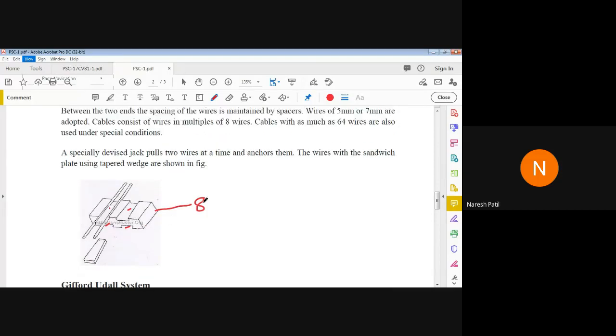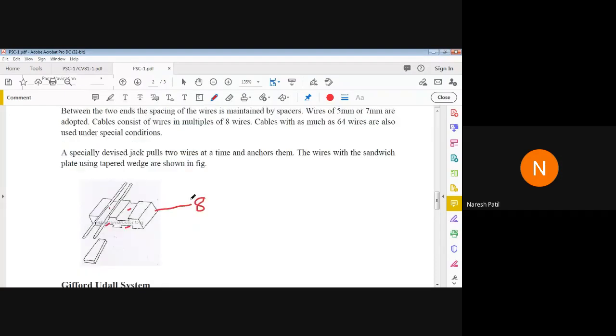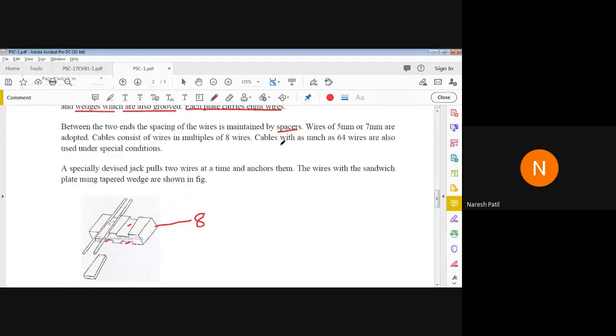Is it clear? Anyone having doubts still? Okay, we'll move on. Then between the 2 ends, the spacing of wires is maintained by a spacer. Between these two, the spacing will be maintained by using a spacer. Wires of 5 mm or 7 mm are adopted. So here, the diameter of wire will be 5 mm to 7 mm.